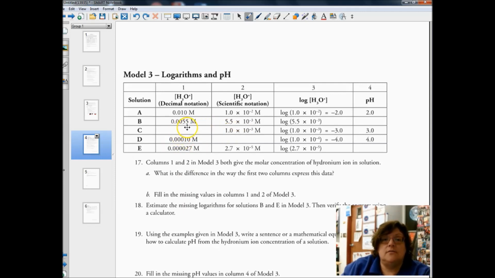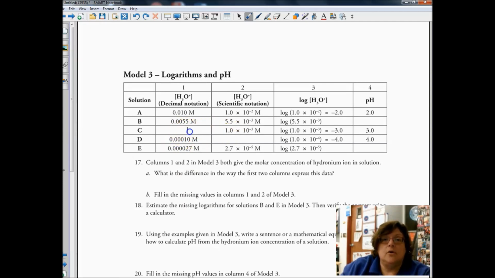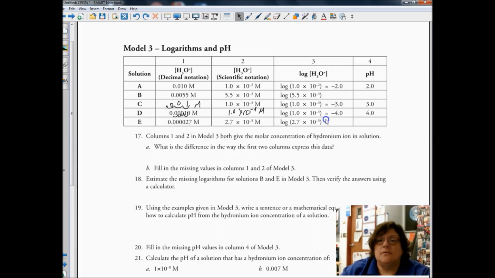Well, 10 to the -3rd, we would go 1, 2, 3. 0.001 molarity. For this one, 1, 2, 3, 4, 1.0 times 10 to the negative fourth. Okay? Now, estimate the missing logarithms for B and E in Model 3.